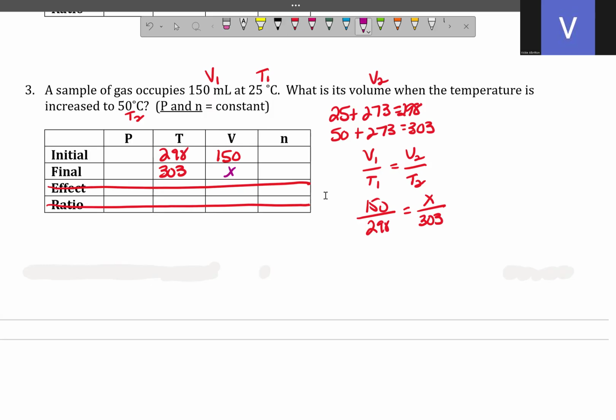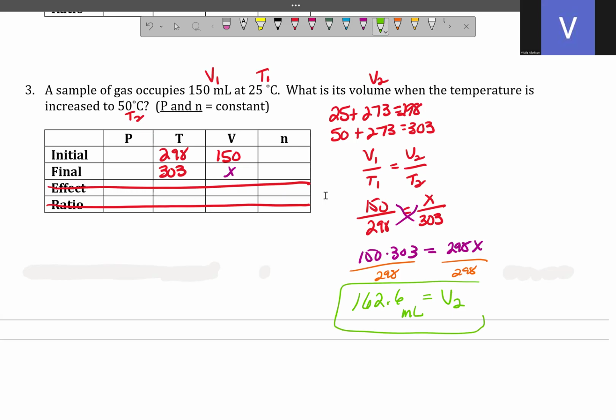So I think the easiest is cross multiply. 150 times 303 equals 298x. Remember, we're trying to get x by itself. So we divide both sides of this equation by 298, and that gives us x equals, but remember what x really is? It's our new volume, V2. So with your calculator, 150 times 303 divided by 298 gives us a new volume of 162.6, and these are milliliters.